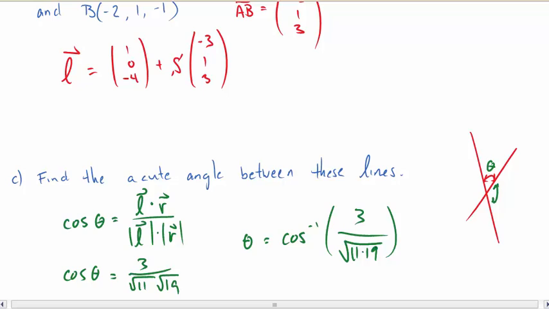And I'm going to type this into my calculator. It's 3 divided by the square root, where I'm doing 11 times 19 inside of it. And what you should end up with, doing this calculation in degrees, is 78.0 degrees.